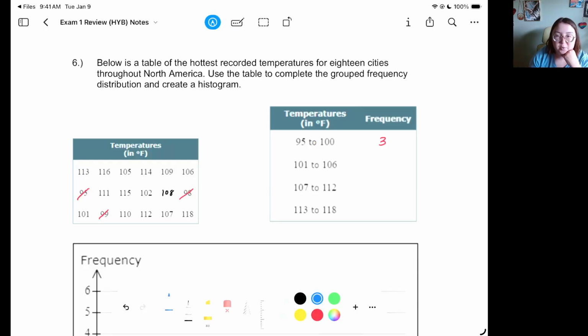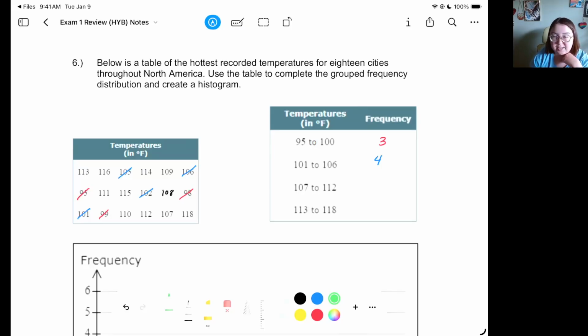So we have 101 to 106. We'll cross out anytime we see 101 to 106. So here we go. Now you see 105. And then we see 106. We see 102. And we see 101. And that's it. So that's 1, 2, 3, 4. So it's a frequency of 4. All right, then we go on to our next group.